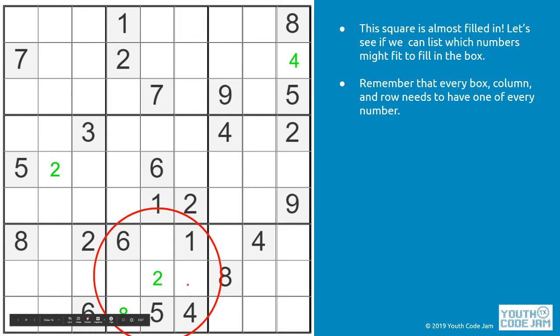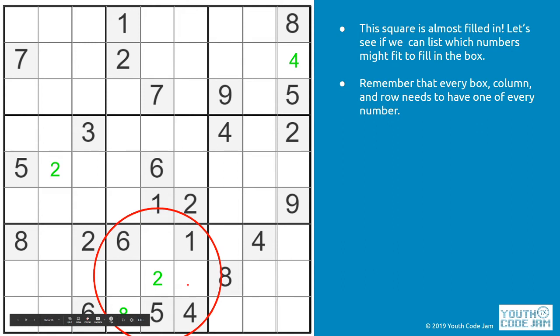So let's fill in all of the places where there might be a 3. There could be a 3 here. There could be a 3 here. Not here because there's already a 3 in this row. And there could be a 3 here. So we'll add our little number 3s. This column doesn't have a 4 either. So let's see where we might be able to put a 4.